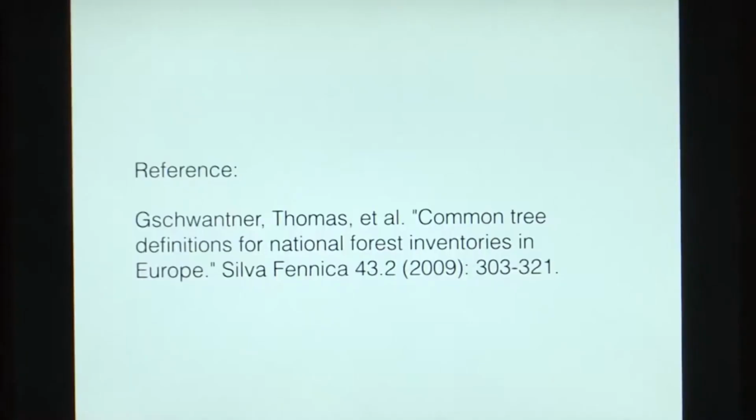Namaste. This week we shall be looking at the measurement of tree heights. As you can see on your screen, this is a required reading reference that we shall be referring to for this lecture.